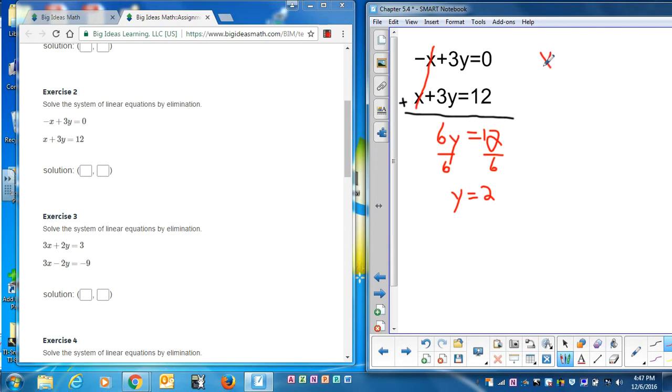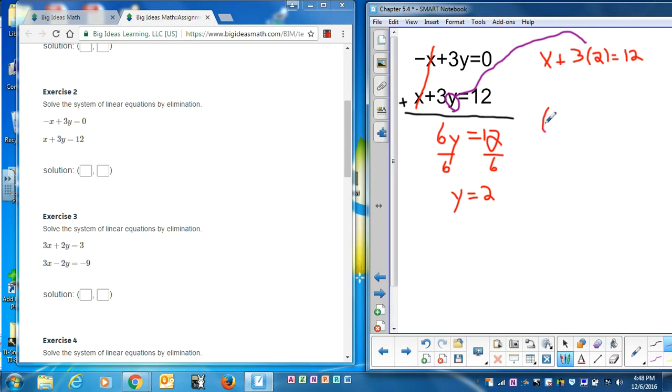So I'm going to do x plus 3, and I'm going to take y and plug it in here in parentheses. So instead of a y, I'm going to put 2. So x plus 3 times 2 equals 12. And after a while, you should start to be able to solve this in your head. X plus 6 equals 12. What plus 6 equals 12? Well, 6 plus 6 equals 12. So x must be 6.